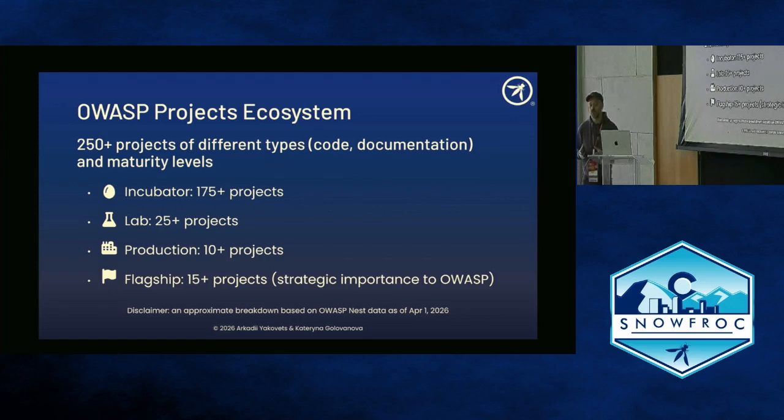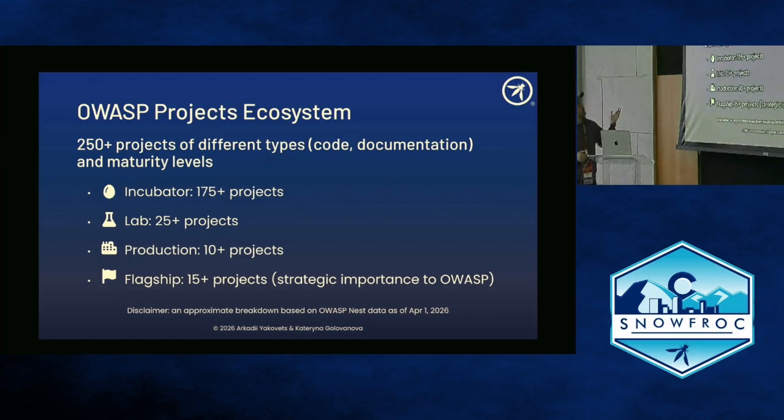Basically, every project starts at the incubator level, and there is kind of a ladder. It goes to lab, production, and there is also the flagship project maturity level, which is reserved for projects of strategic importance to OWASP. It's decided by the board and recommended by the project committee, which I'll cover later.